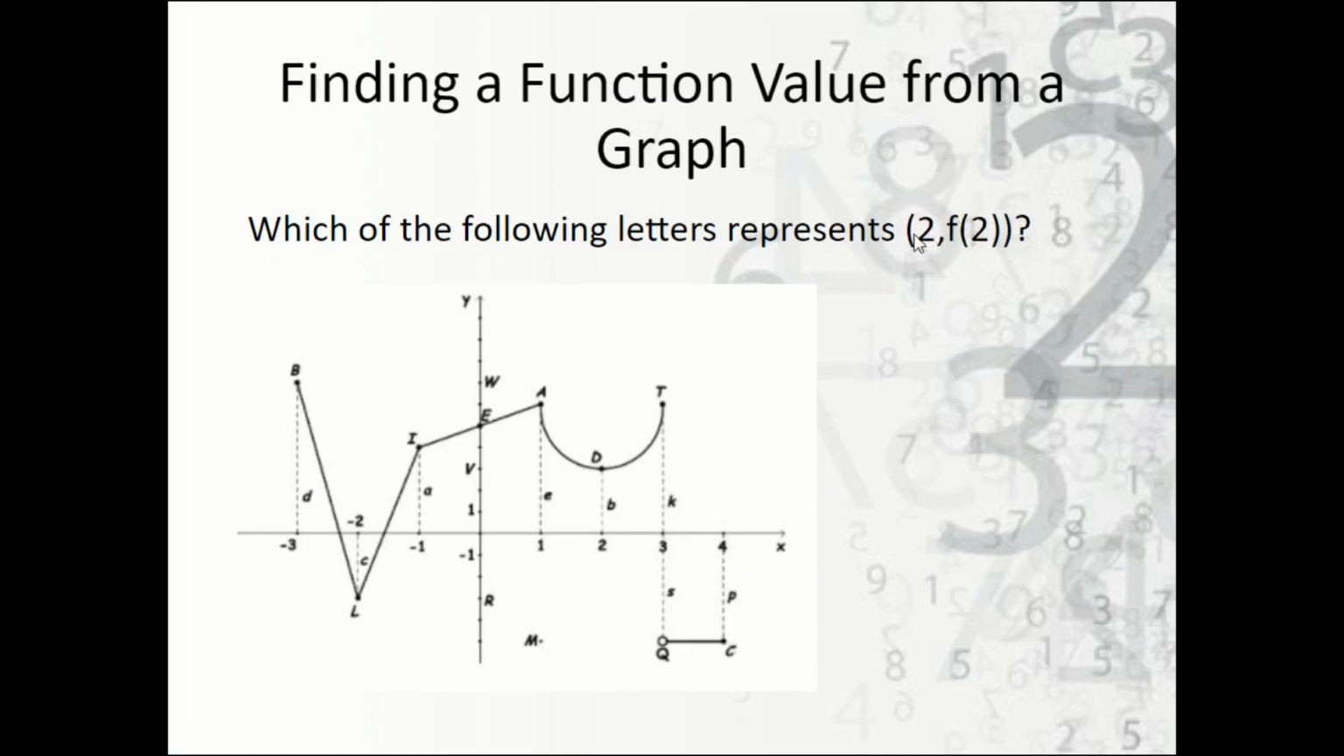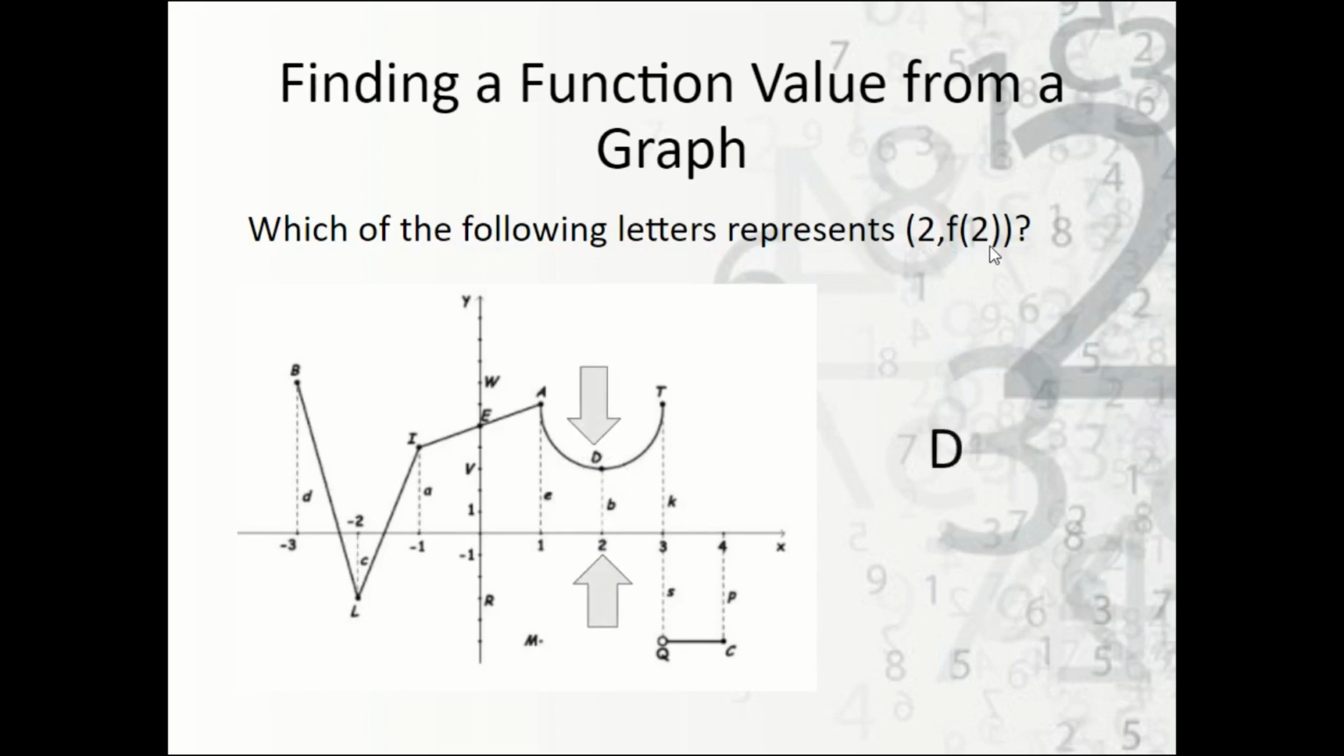Now, if it actually gives us the value, so f of 2, here we would say f of 2, which is right here, and x is actually 2. So that means that we're going to select the actual point on the graph, which in this case is D.